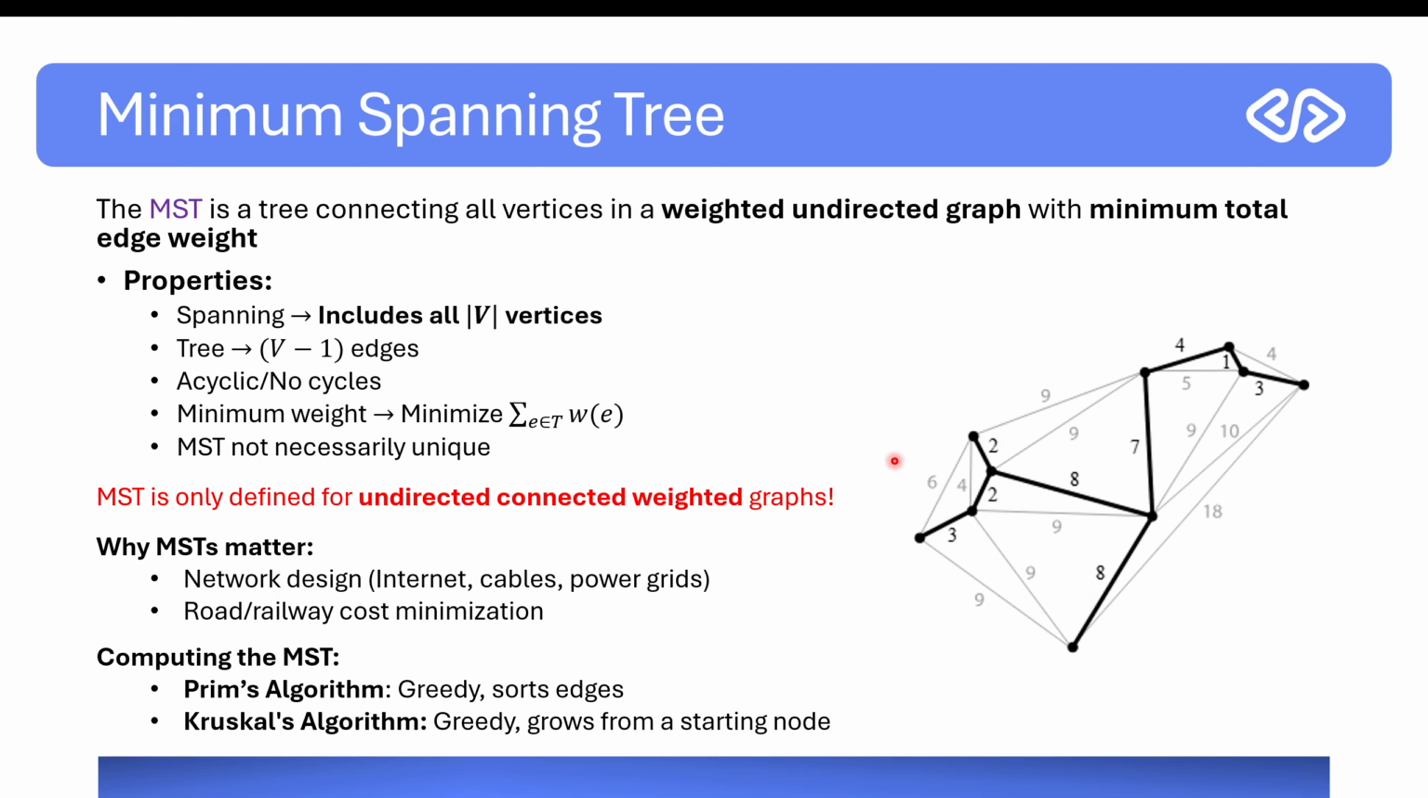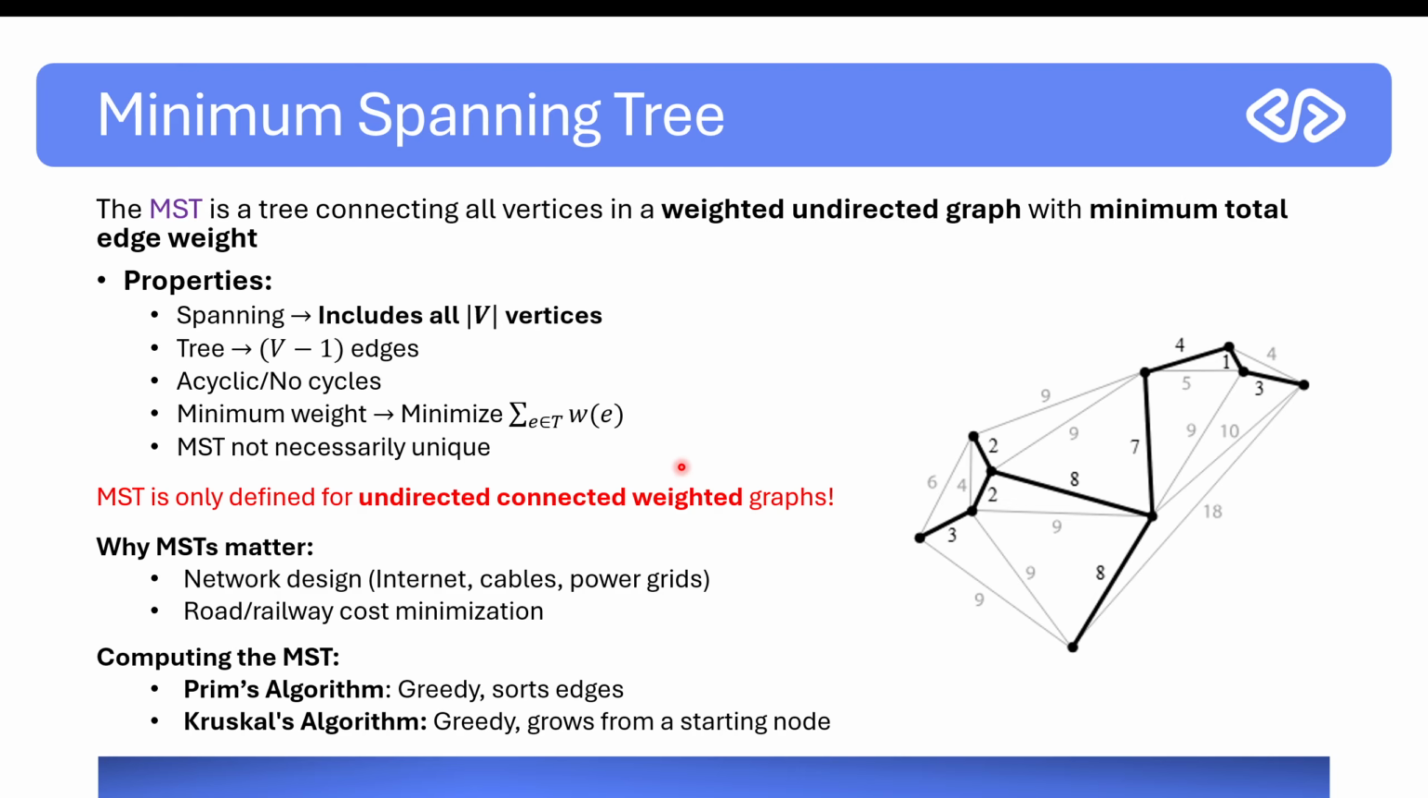But the minimum spanning tree is saying, how can I connect this graph with the minimum total cost with no cycles? And it's in an undirected graph. So we're minimizing: if you have edges in the minimum spanning tree, this is going to minimize the sum of the weights of those edges.